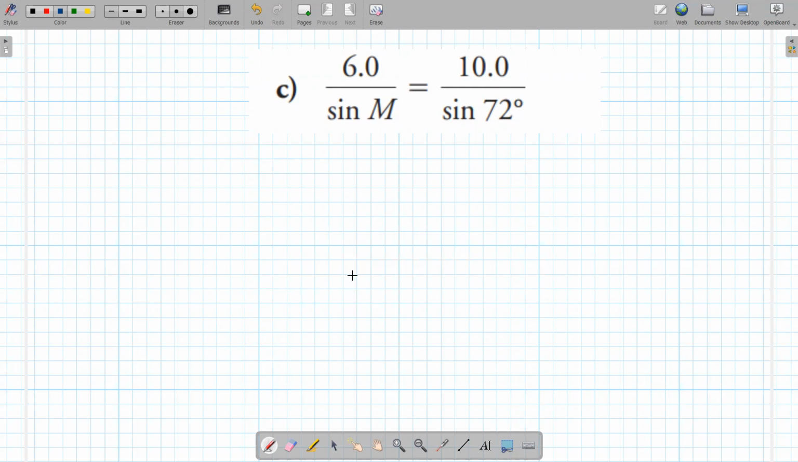Multiply by sine m, yeah? If the unknown is in the denominator, always multiply that on both sides. So we're going to do this. Sine m, we're going to throw it onto the right side. And boom. Now what do we do?